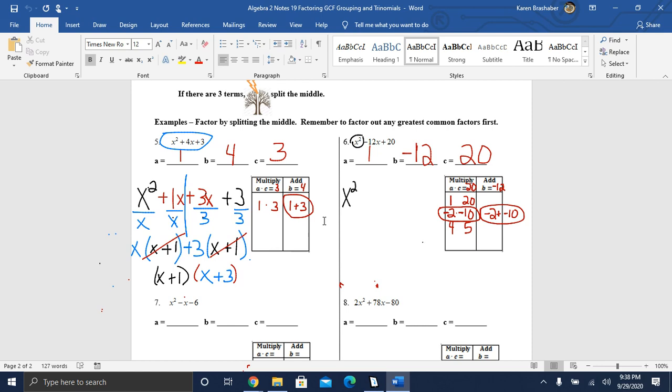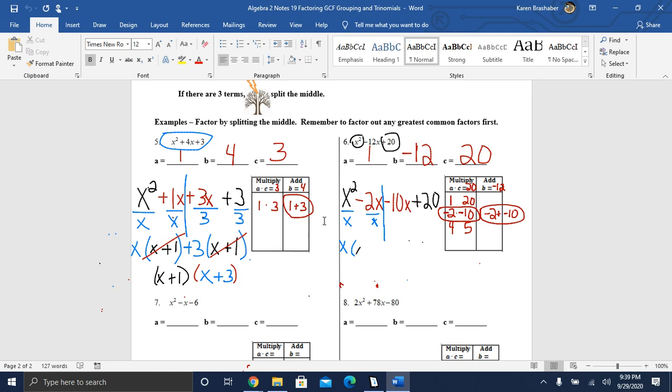Then what I've circled here that I found in my table, except I have to put x's with them. So -2x and -10x. And then my last term from my original problem, plus 20. So now I'll draw that cut line, and I'm going to think about what can I divide out of x squared and -2x. And I can only divide out an x. So I'll put an x and I'll start a parentheses and then do my dividing.